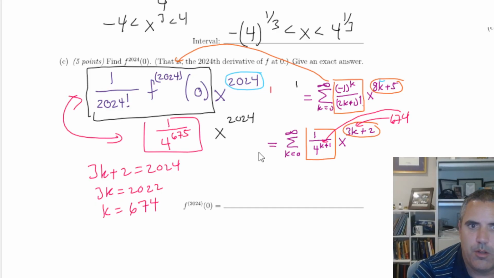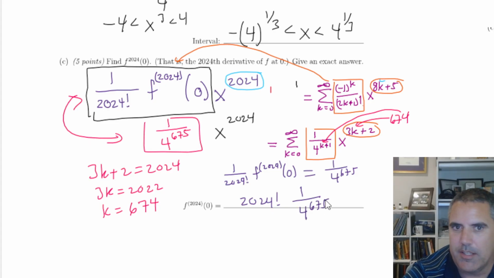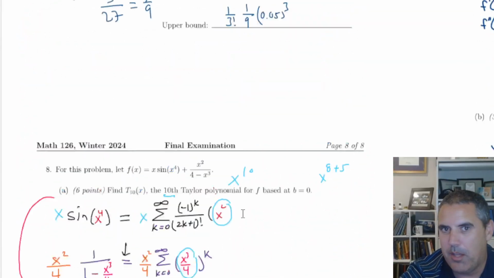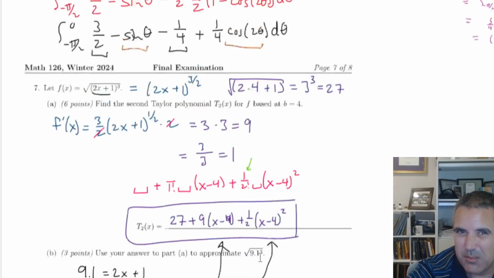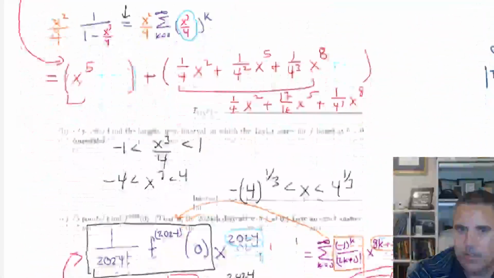So the conclusion from all this is that 1 over 2024 factorial times the 2024th derivative at 0 has to be 1 over 4 to the 675. And then you can multiply both sides by 2024 factorial. And you have this weird thing they're asking about. We'll do some more of that in class, but the main things you need in these questions, first is be able to find that pattern, be able to know you need to take derivatives, be able to set up polar regions, and then remember your lines and planes. All right, hope that helps.